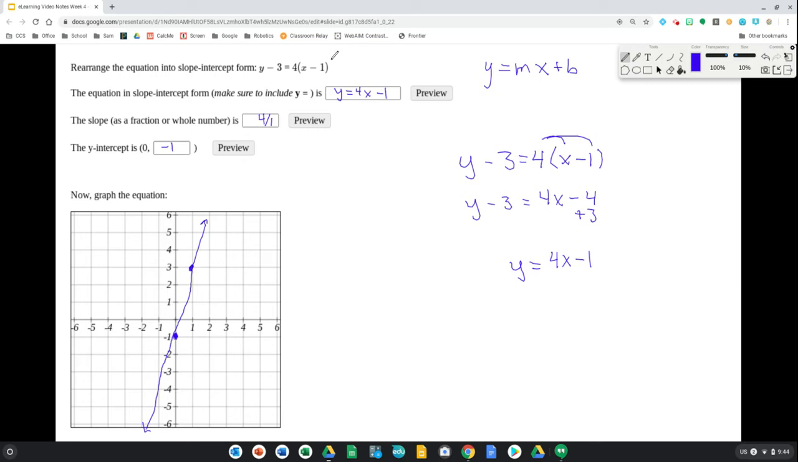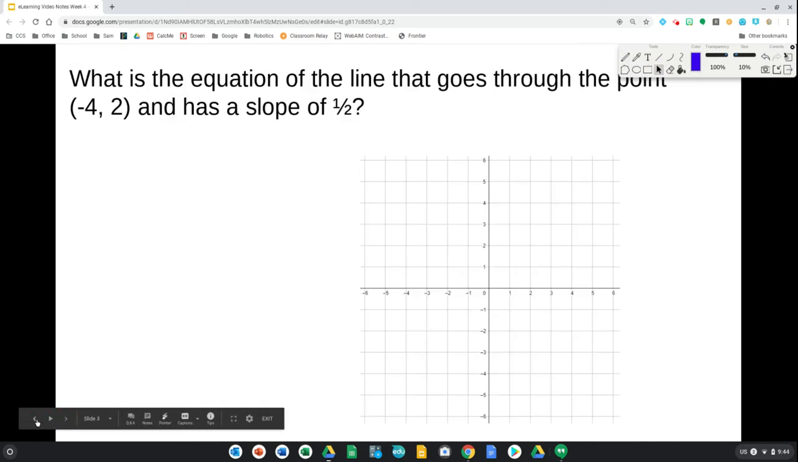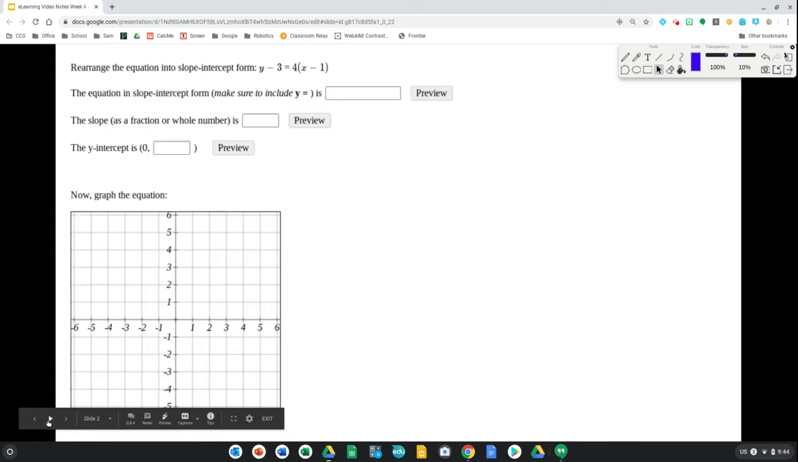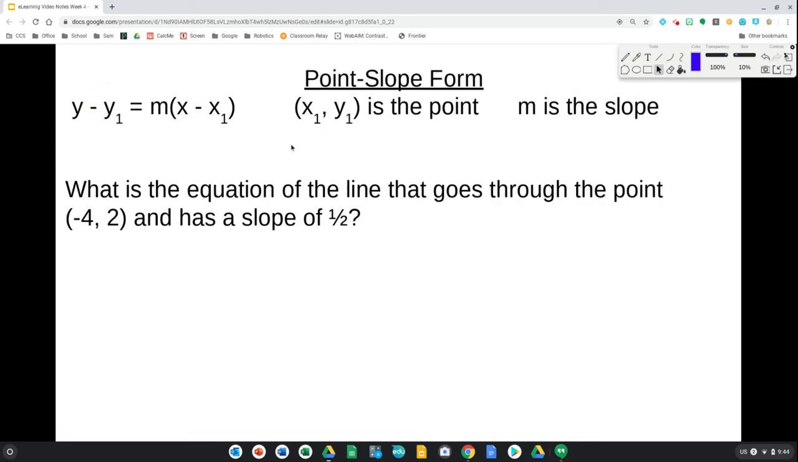So this is where we first started taking this form that was called point-slope form and rearranging it into slope-intercept form. So that's going to be one of the skills that you're using in your assignment today. Okay, the other skill that you're going to be using in your assignment today, which we've been working on the last couple of weeks, is to take a point and a slope and to write the equation of it.